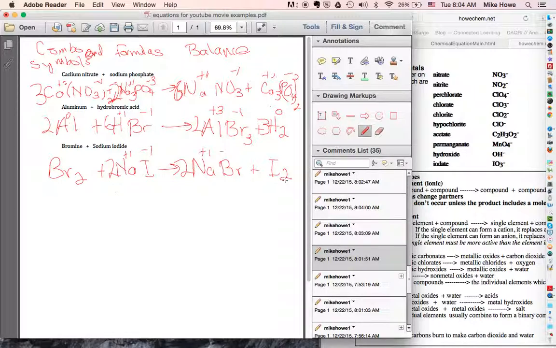So that's how you handle single and double replacements. I'll come back with another video for synthesis and decompositions.